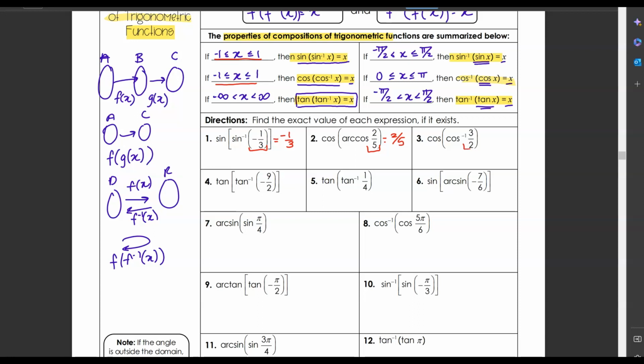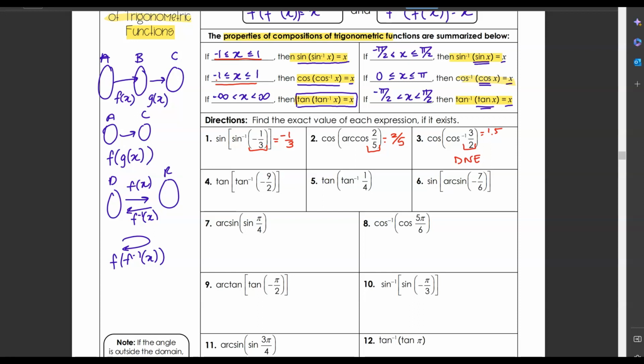I'm starting with arc cosine. I'm looking at 3/2. Arc cosine has to be between -1 and 1. 3/2 is equivalent to 1.5, so it is not within that domain of -1 and 1. So therefore, this does not exist. It's not possible, undefined.